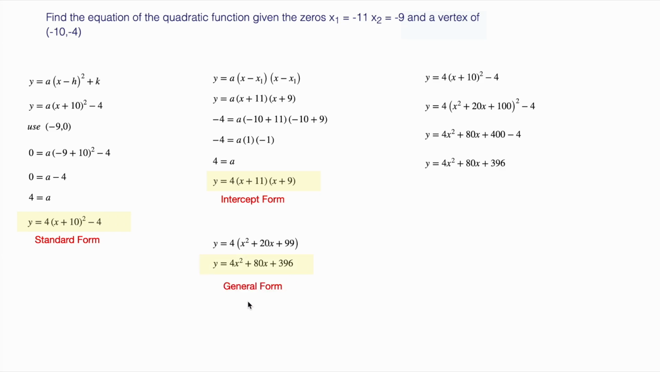This is the general form, and notice it's the same if we used the standard form and expanded it, or if we took our intercept form and expanded it, we get the same answer. Okay, notice that the general form in both cases is the same. Any one of these three things I've highlighted are the answer. I'm going to put in the standard form.